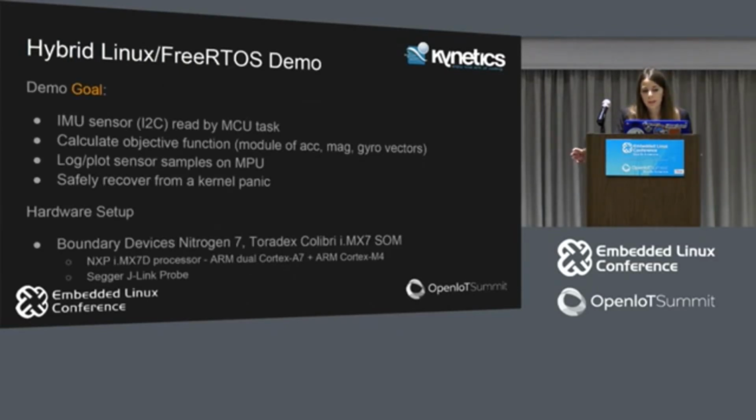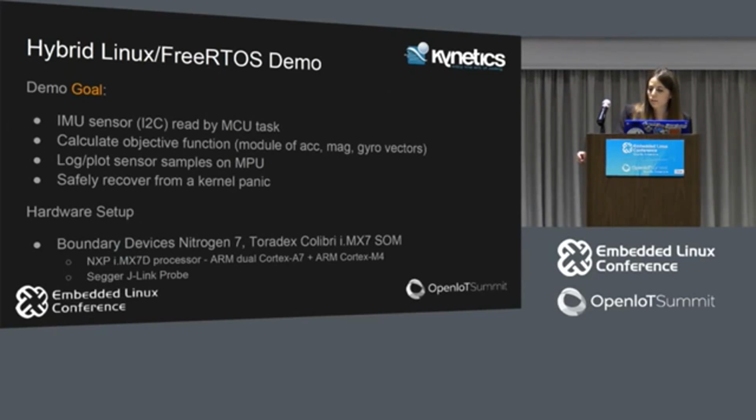So we developed a demo application on an IMX7 baseboard, which is the Boundary Devices Nitrogen 7. We are actually replicating the same demo on a carrier board by Toradex with the IMX7 SOM. And the goal of our demo was to have FreeRTOS running on the Cortex-M4 and Linux, I think the version was 4.9, on the Cortex-A7.